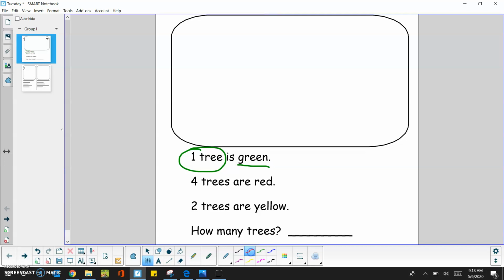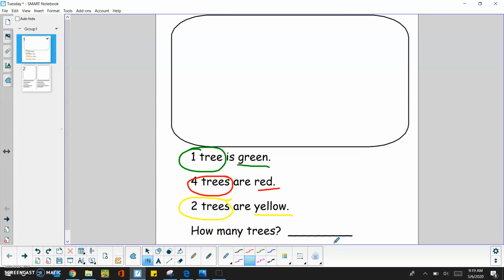All right, I'm going to change my color. And we see our next line, it says four trees are red. So I'm going to circle four trees are red. And then our last line says two trees are yellow. So let me circle. Oh, let's try that again. Get my computer to actually make it yellow. It's just not wanting to go to yellow today, huh? Let's try this one more time. There we go. Two trees are yellow. And then our question is asking us, how many trees?